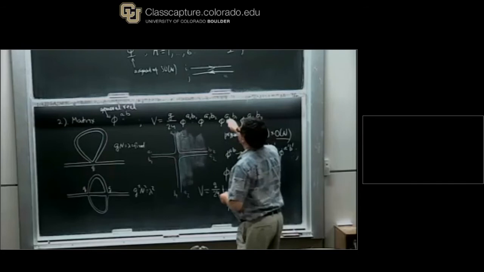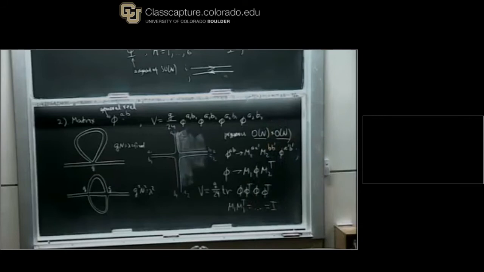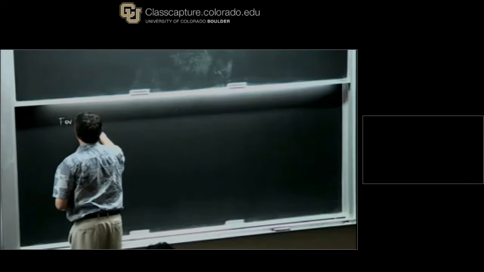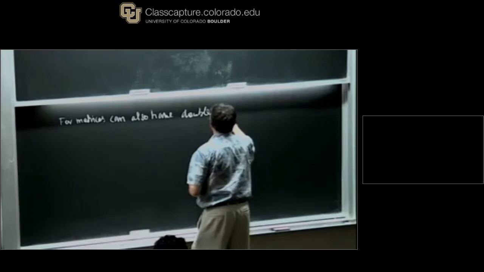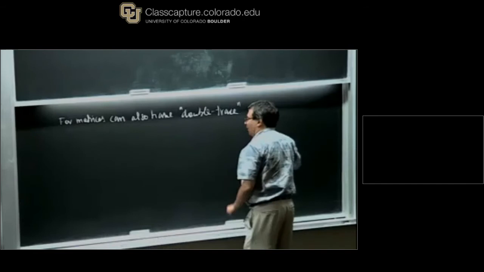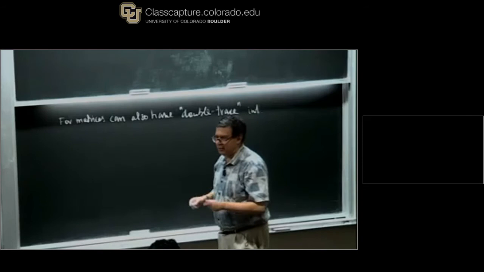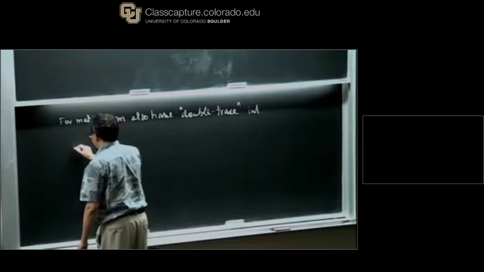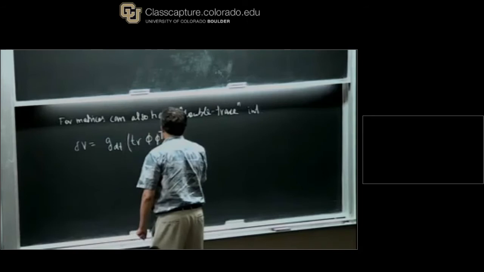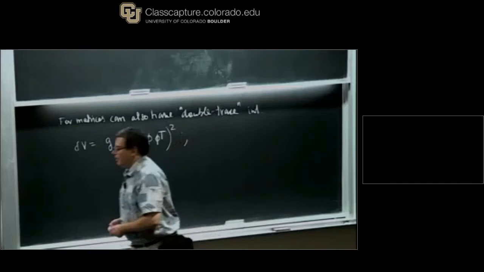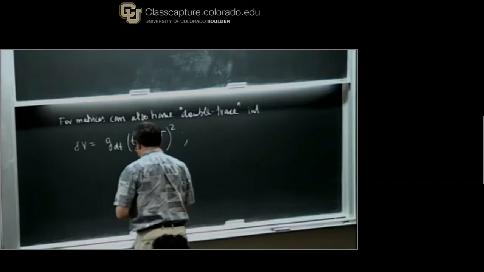So in addition to this, let me just very briefly mention that in matrix models, for matrices, you can also have these so-called double trace interactions. Of course, for higher powers, if you had phi to the 6, you could have triple trace and so on. But if you limit to phi to the 4, you can have double trace. So we can write, for example, delta V is equal to G double trace, and then write trace of phi phi transpose, all squared, right? And this can also be written in this colored index form, but it looks different. Basically, you will have something like this.